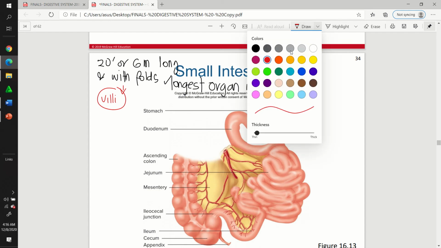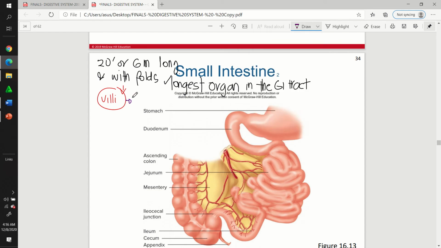What is the purpose of your villi? The purpose of your villi under your intestinal mucosa is obviously to increase surface area. And did you know that every square inch of intestinal mucosa has about 20,000 villi? Yes, that is to increase surface area, making digestion efficient and for the absorption of nutrients. That's the purpose of your villi.